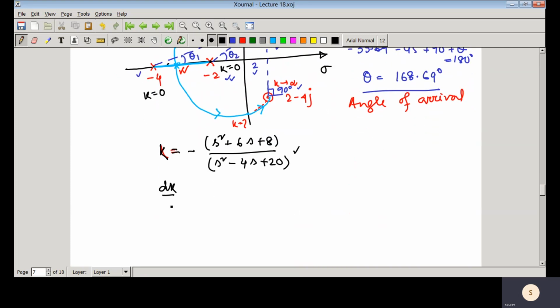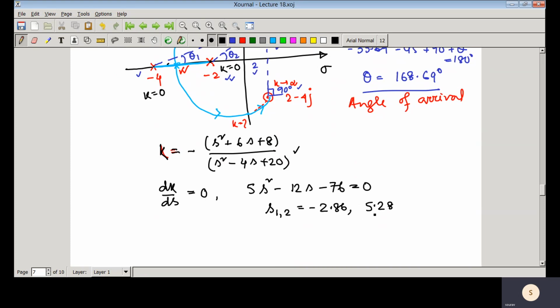And now if you find dk by ds, you will get that expression, and if you equate it to 0, basically that value of s when dk by ds equal to 0 gives you the breakaway point. And if you solve that, you will get 5s square minus 12s minus 76 equal to 0, and here you will get two values. So one value is minus 2.86 and the other value that you will get, say, 5.28.